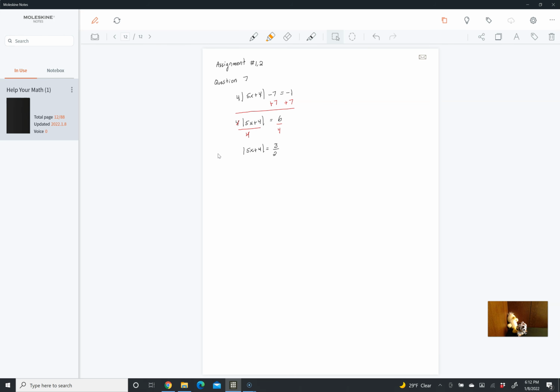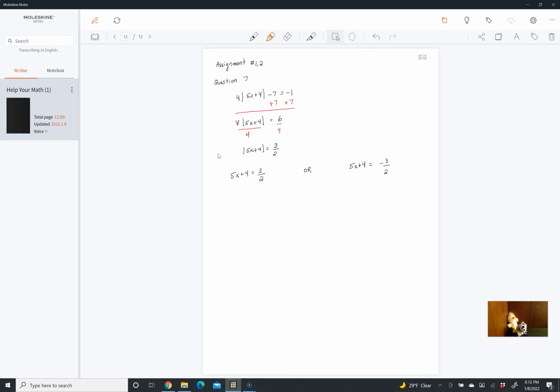So 5x plus 4 is either going to equal 3 halves, because the absolute value of 3 halves is 3 halves, or you have 5x plus 4 is going to equal negative 3 halves, because we know that the absolute value of negative 3 halves is also 3 halves. Okay, so how do we solve this?